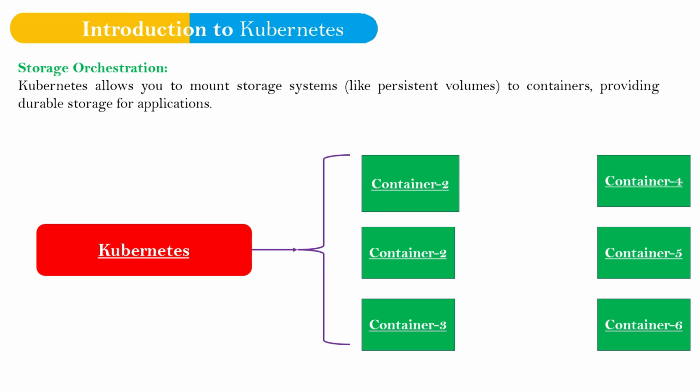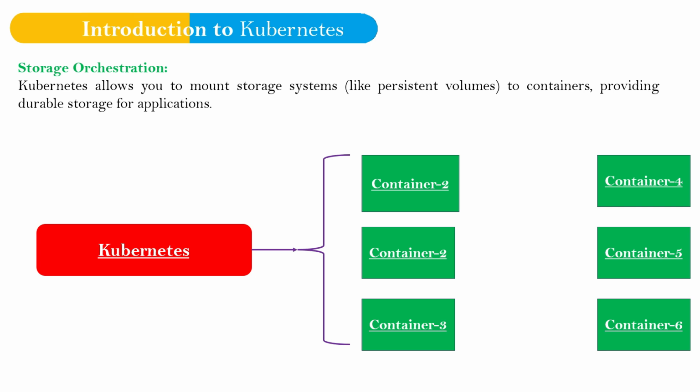Now you have a feature called storage orchestration. Kubernetes allows you to mount storage systems to containers, providing durable storage for applications. Multiple times it has happened that we need shared file systems in our applications, where certain files need to be shared across multiple servers or virtual machines in the traditional environment. Similarly, if we have multiple containers, you may need certain sets of files to be shared between all the containers.